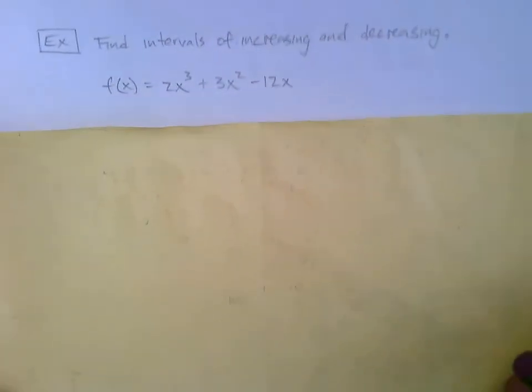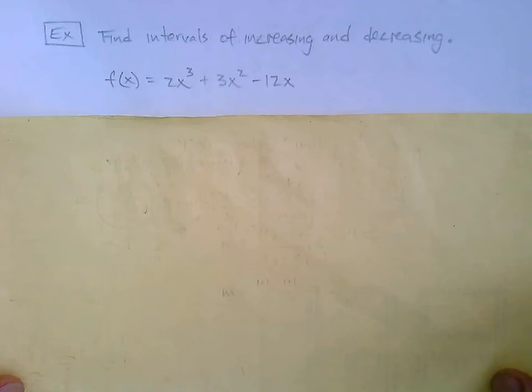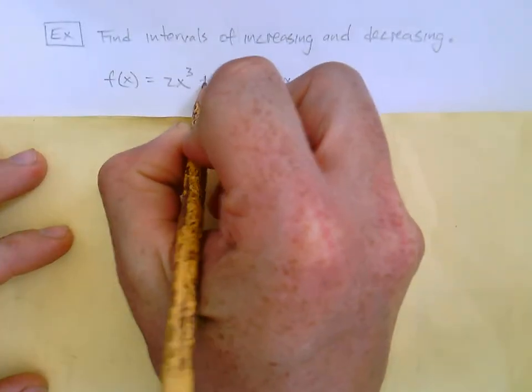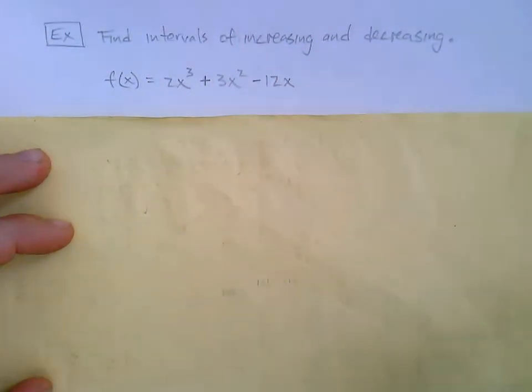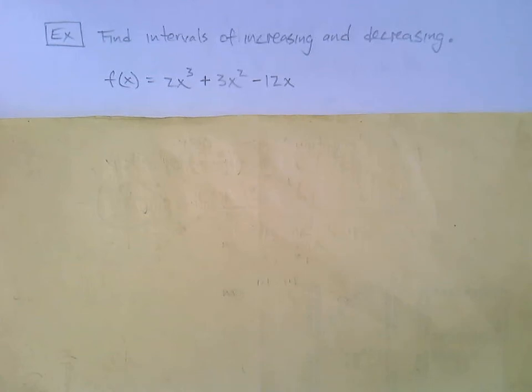Let's try this right here. This will be a good one. Nice polynomial to get us started. We'll do more difficult things as this section progresses, but let's start off nice and easy. Okay, the example says find the intervals of increasing and decreasing. Where is that function increasing? Where is it decreasing? Okay, f of x equals 2x to the third plus 3x squared minus 12x.